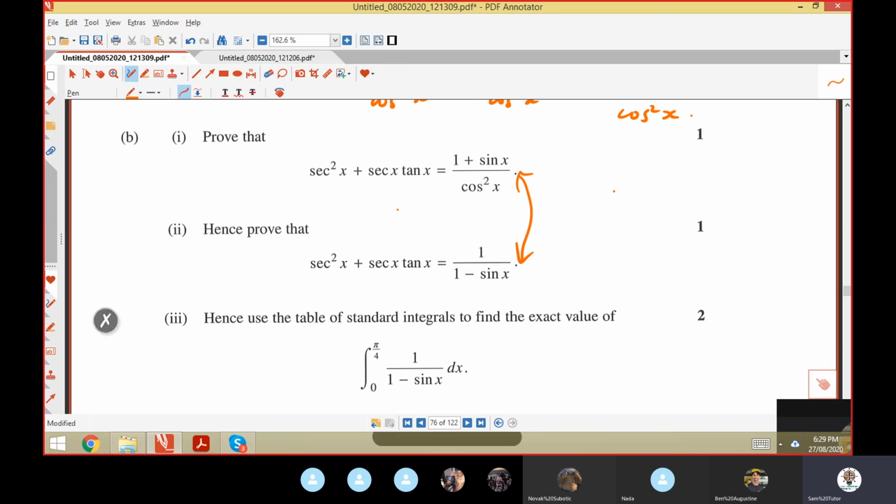All right, any questions about these two? Double I, I just did. Cos squared is what? And 1 minus sine squared is what? Difference of two squares. And then cancel and cancel. What do you end up with? 1 on 1 minus sine squared. That's it.